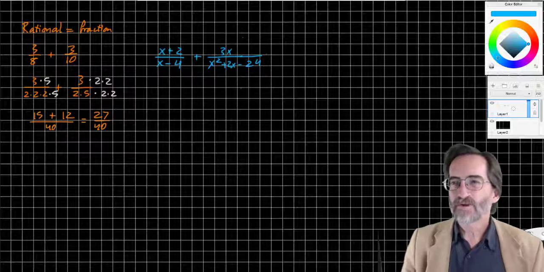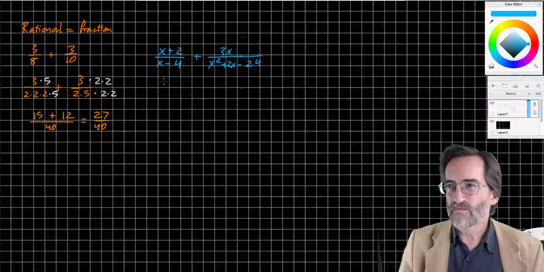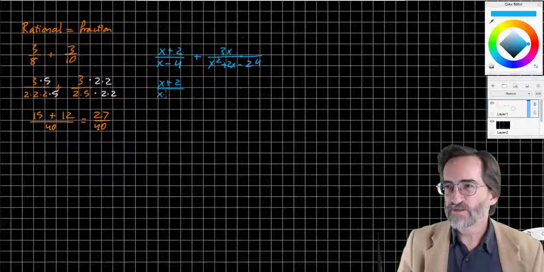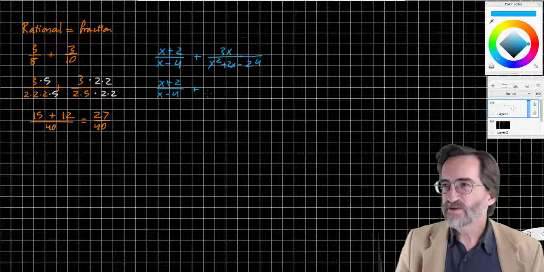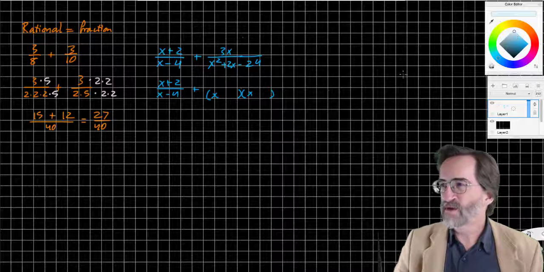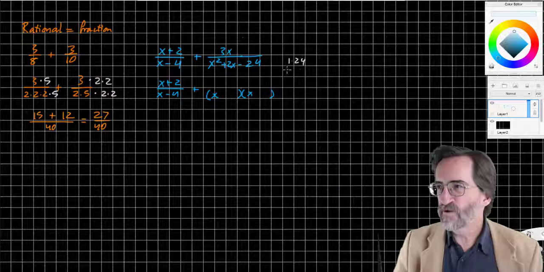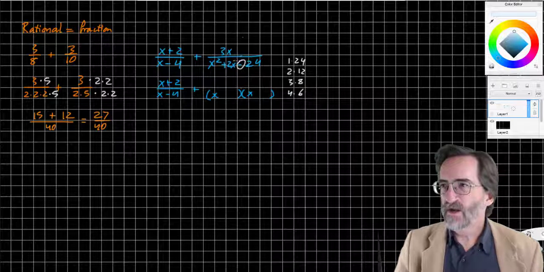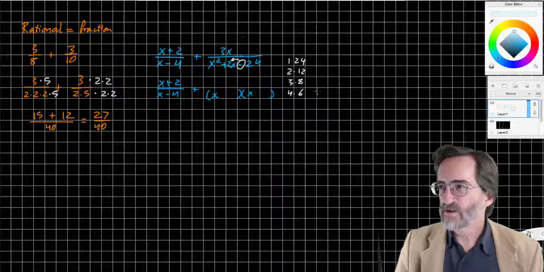So I'm going to do the same thing I did before. I'm going to factor what I can factor. So x plus 2 over x minus 4 plus this factors. I'm going to write a pair of binomials. x times x is x squared. And I'm going to think of things that multiply to make 24: 1 times 24, 2 times 12, 3 times 8, and 4 times 6. And I need a pair that subtract to make 2. That's going to be 4 and 6. And they subtract to make positive 2 if the 6 is positive and the 4 is negative. So there we go. It's factored.